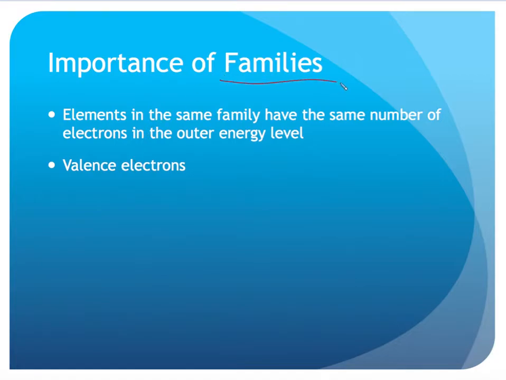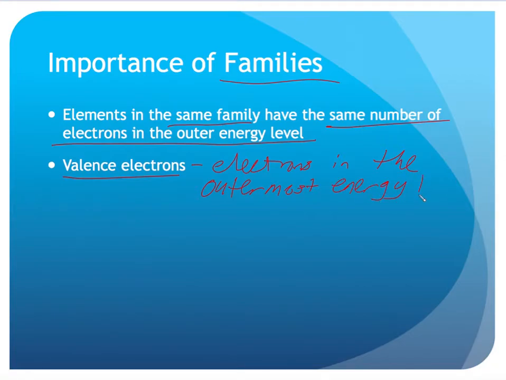The reason we have families and call them families is because elements in the same family have the same number of valence electrons, which are electrons in the outermost energy level. So valence electrons are electrons in the outermost energy level. So elements in the same family have the same number of electrons in the outer energy level. Those are called valence electrons.